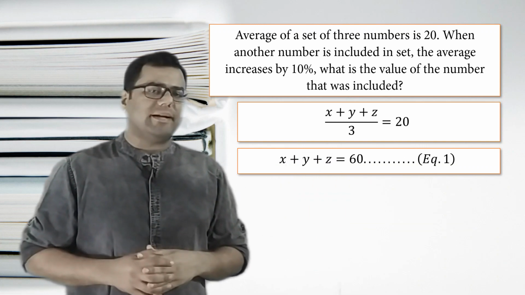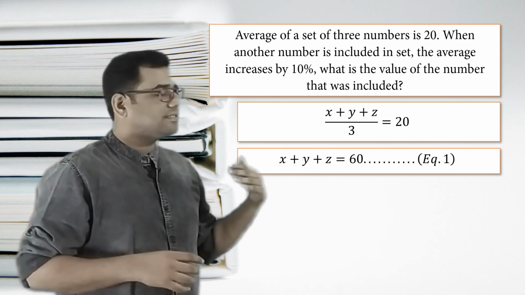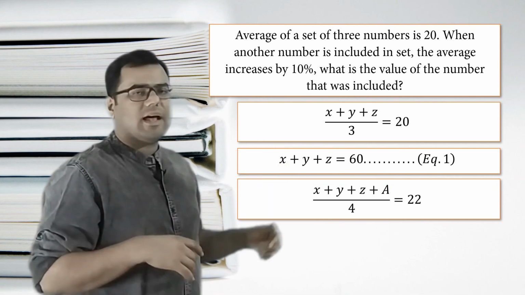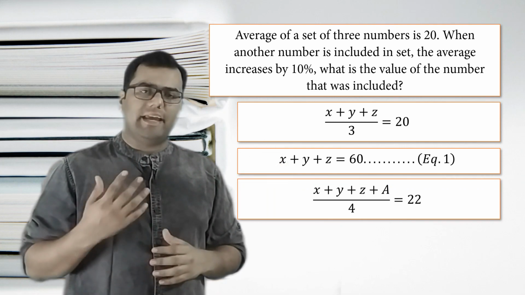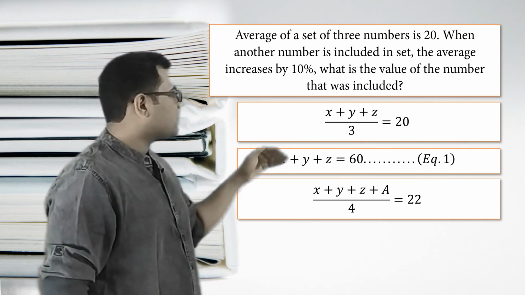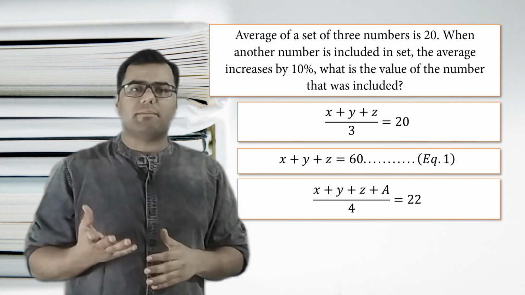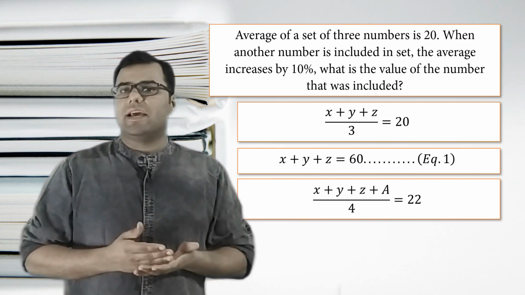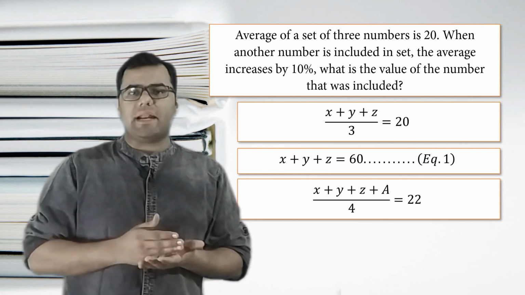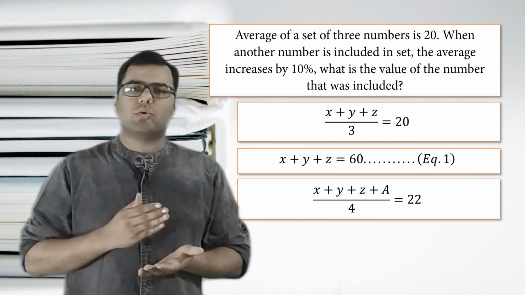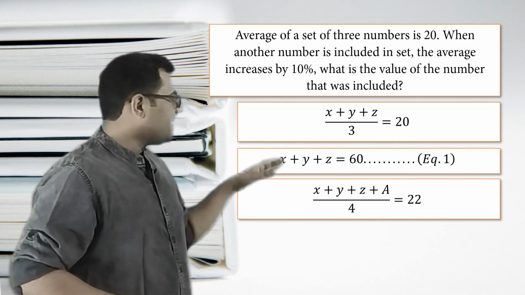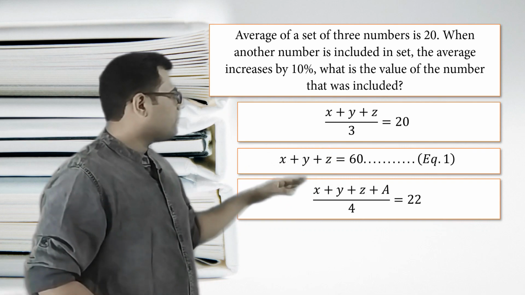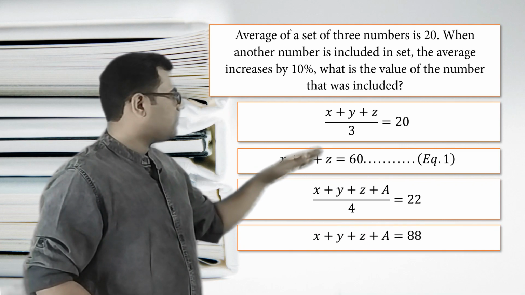Now the second linguistic statement tells us the second equation. The second equation is x plus y plus z, then another number that I don't know, which I'm taking as a, so x plus y plus z plus a, divided by 4 equals 22. The average of the 4 numbers now is 10% more than 20. 10% more than 20 is 20 plus 10% of 20. 10% of 20 is 2. So 20 plus 2 is 22. So our second equation comes out to be x plus y plus z plus a divided by 4 equals 22, or we can solve it as x plus y plus z plus a equals 88.